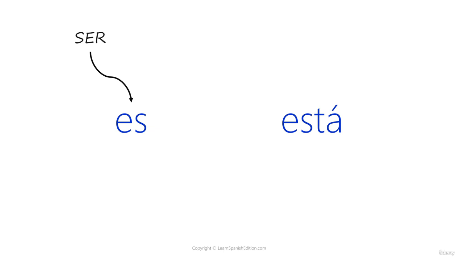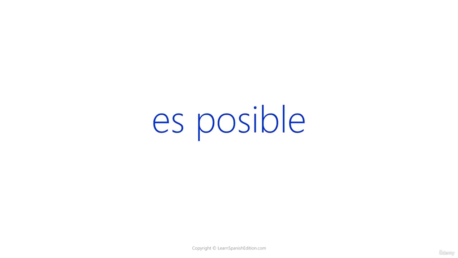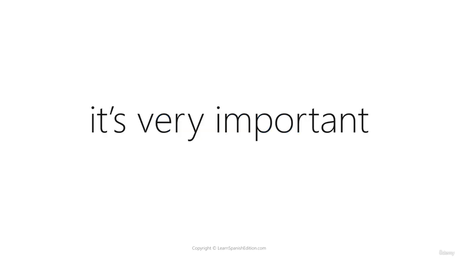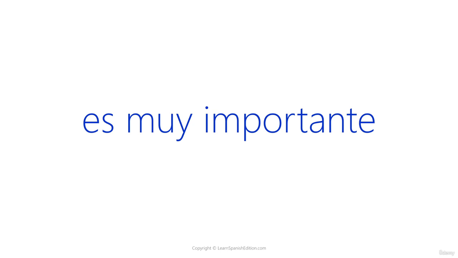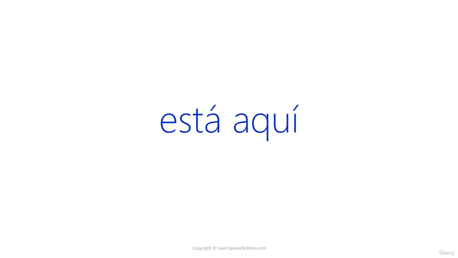And now we have this sound of está, which is coming from the verb estar. So once again, whenever we come across it is or is it, we'll need to make a choice here, es or está. How do you say it's possible? Es posible. So this is general use. Other examples would be, it's very important. Es muy importante. It's good for me. Es bueno para mí. Now, what about this one? It's here. It would be, está aquí.